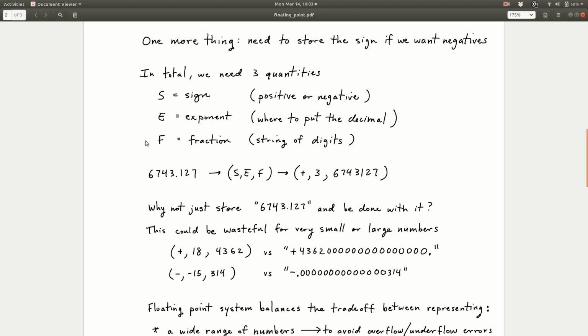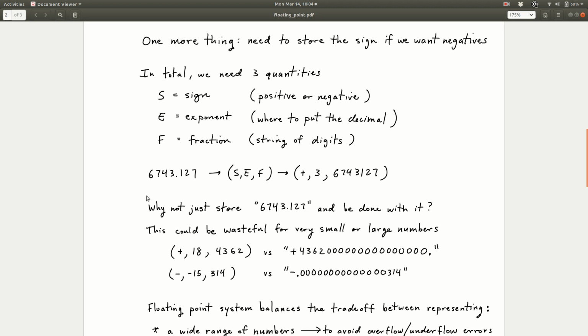And then the string of digits, this 6743127, we call the fraction. So this is the string of digits that you're representing. So in our example, 6743.127 represented in sign, exponent, fraction form would be plus for positive, exponent is 3, and then the digits are 6743127. So given this information, our floating point number system tells us how to reconstruct this number. So we take these digits, we shift the decimal from here 1, 2, 3 places, and then we put a positive sign on it.